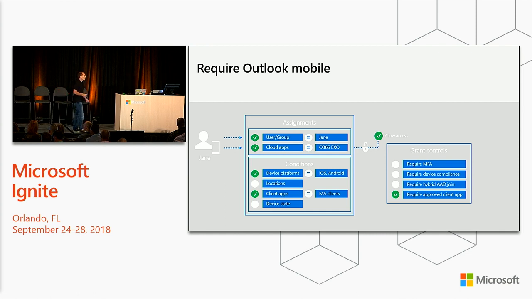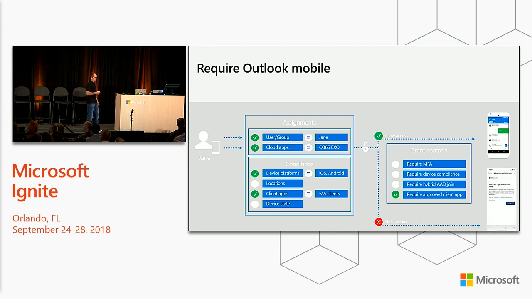So if Jane is using Outlook Mobile when she authenticates, she will be allowed access. But if Jane decides to try and use iOS 11 Mail or iOS 12 Mail, which is a modern authentication-capable client, Jane will be blocked access. And she'll be guided to install an approved client app by Azure Active Directory. And that's a key thing you'll see throughout the rest of this presentation: we've done a lot of work to guide the user to the correct path, because we want to ensure they do it the right way without impeding what they're attempting to do.